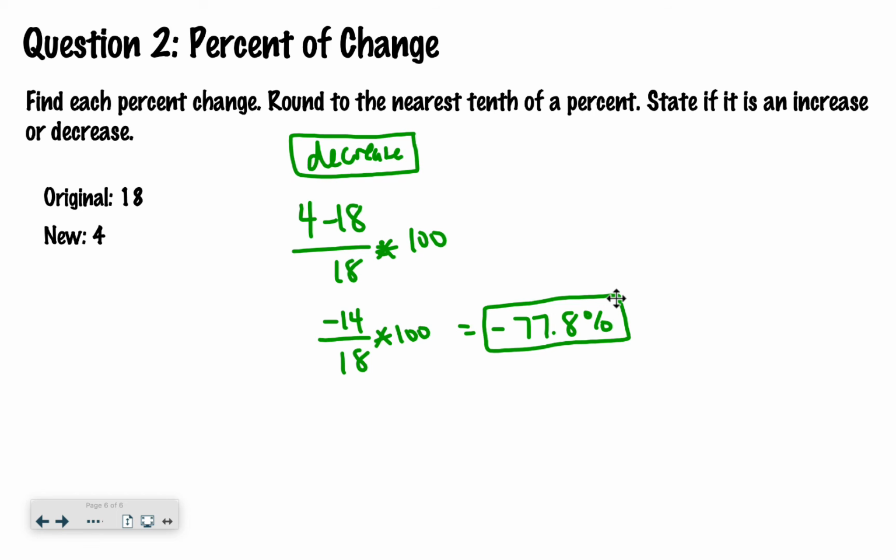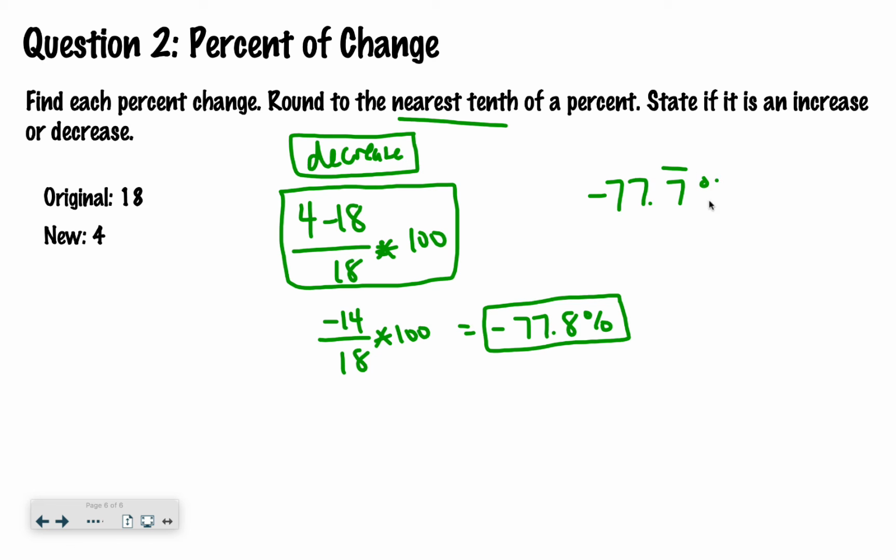All right, on this problem, hopefully you said it was a decrease. You showed your work. You said 4 minus 18 divided by 18 times 100. And then you got the final answer of negative 77.8%. It's a 0.8% because I rounded to the nearest tenth. If you didn't round, you maybe did something like this. Honestly, in this case, I would accept either of those answers.